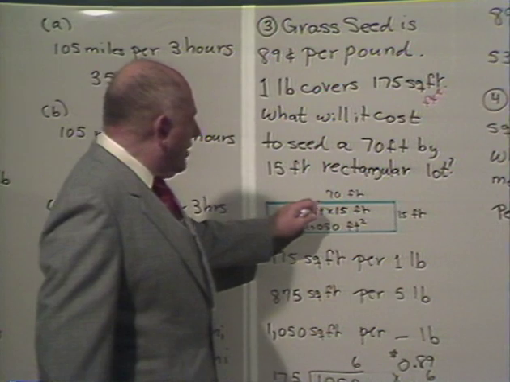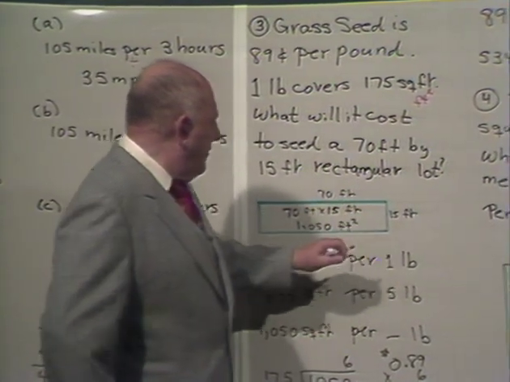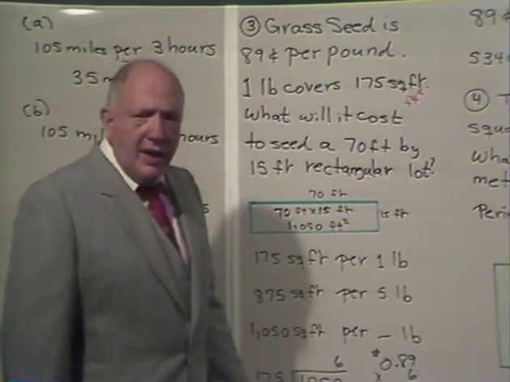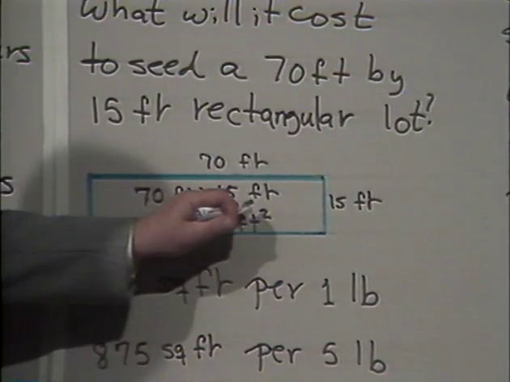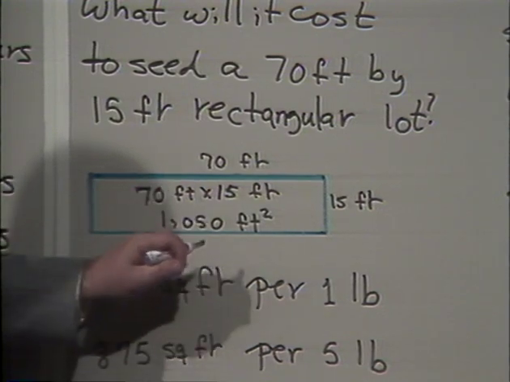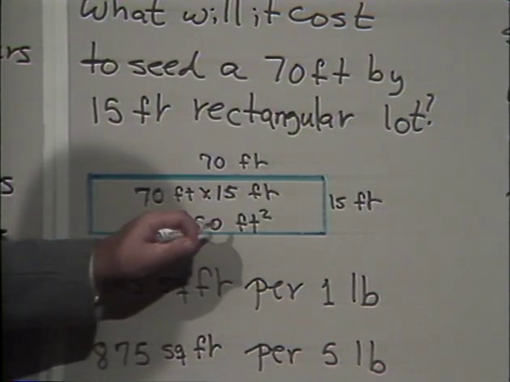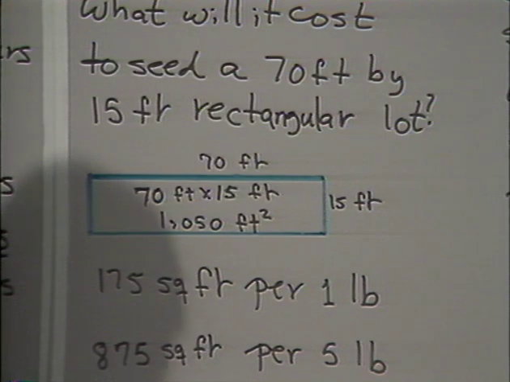See, I have a rectangular lot that's 70 feet by 15 feet. How do you find the area of a rectangular lot? You multiply the length by the width. 70 feet times 15 feet. 70 times 15 gives me 1,050, and feet times feet gives me square feet.